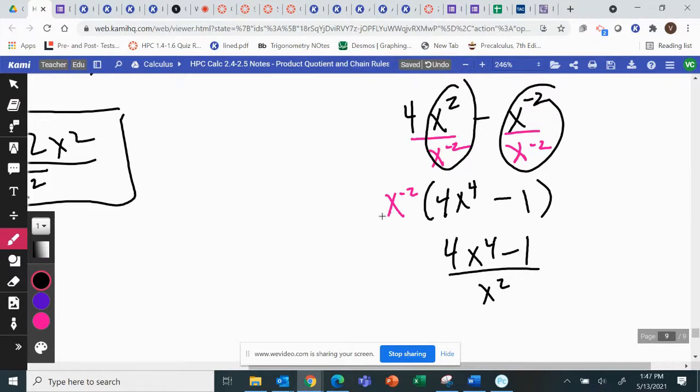So this is just all manipulating using rules that we've learned throughout our 5 years of high school math, or however many it's been. 5? Nope, 4 years.